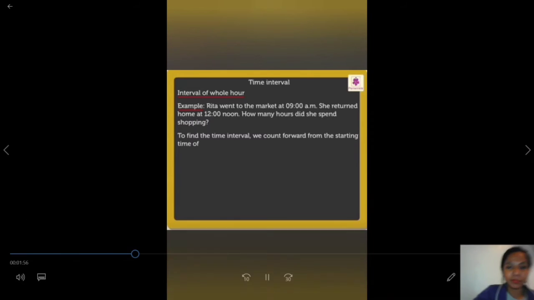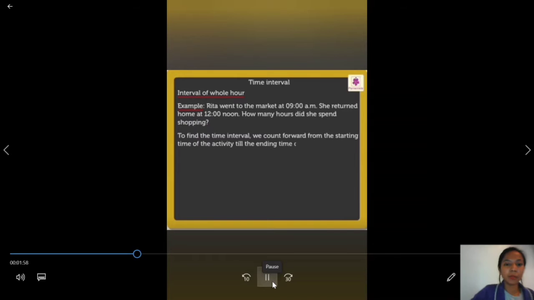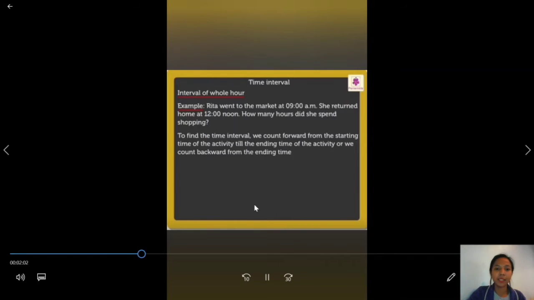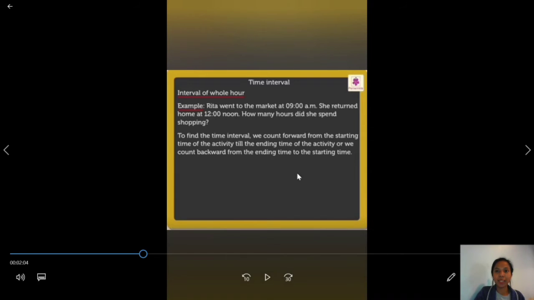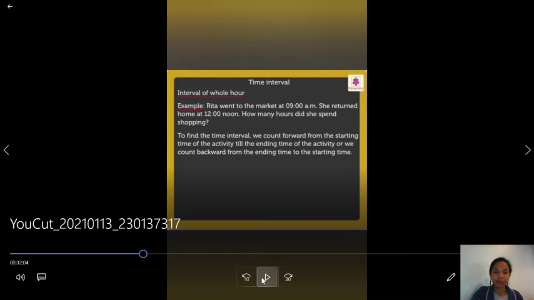So we can count forward, from the starting time of the activity till the ending time of the activity, or we can count backward. If backward, we go from the time that she finished and went back home, going backward to the time that she went to the market.